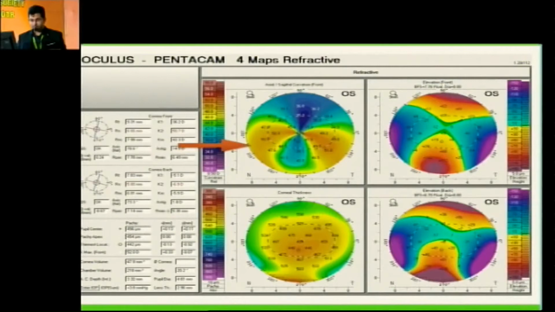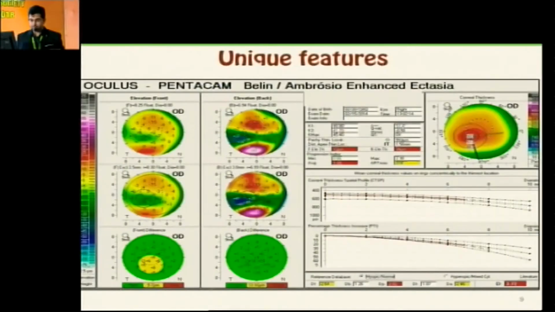Now here we have the typical crab claw pattern, and front elevation seen inferiorly, corresponding with a back elevation inferiorly, and a thinning which is present paracentrally. Again, a steep K of 50.7 diopters. This is a case of pellucid marginal degeneration.